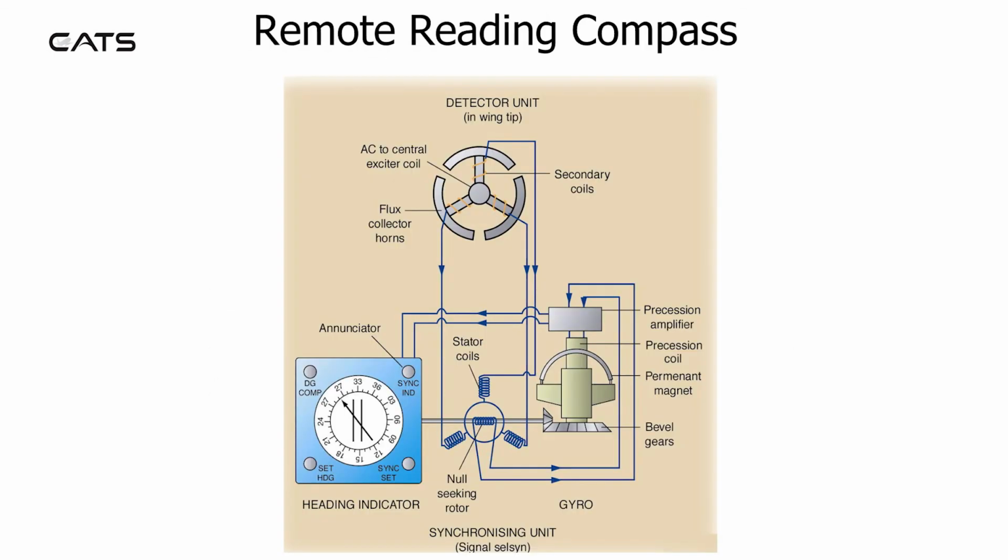The remote reading compass. This comprises a detector unit in the wingtip which feeds magnetic flux to an indicator in the flight deck cockpit.